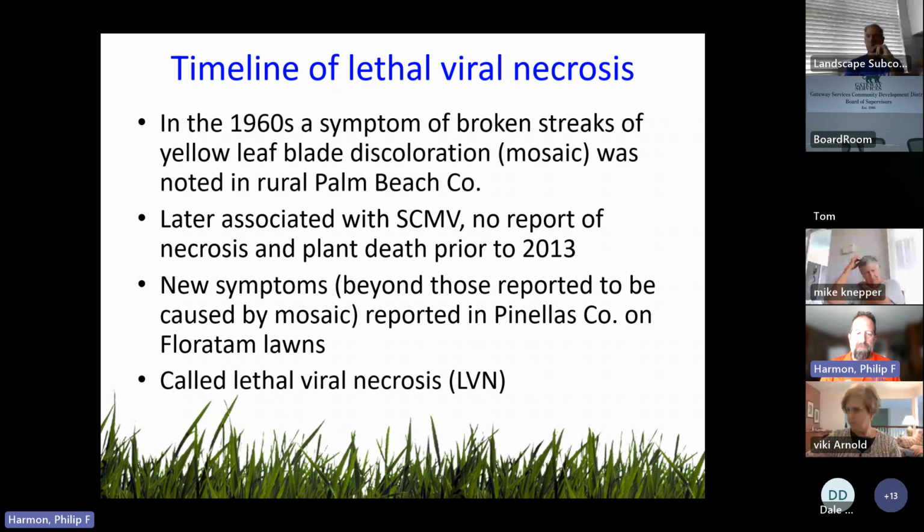This sugarcane mosaic virus causes mosaic, like chickenpox, in people. It causes mosaic in Floratam and other varieties of St. Augustine grass. Only the Floratam variety, under certain stresses, develops the shingles portion of this, the life-threatening, more complicating disease caused by the same virus, which is LVN. So where we have one virus, we have two diseases that occur in succession and on the same grass.